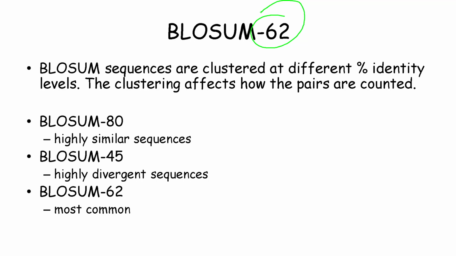BLOSUM 80, which is generated by clustering highly similar sequences, would reflect the types of substitutions that are present in highly similar sequences. BLOSUM 45 is generated by clustering highly divergent sequences and would reflect the types of substitutions that are present in remotely related sequences. BLOSUM 62 is sort of an average case and is the most commonly used matrix in many bioinformatics applications.